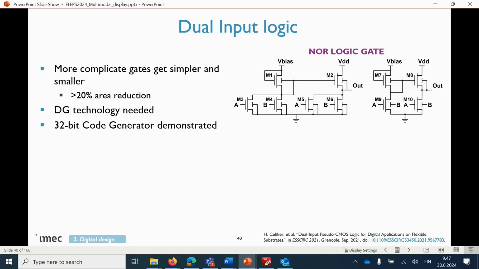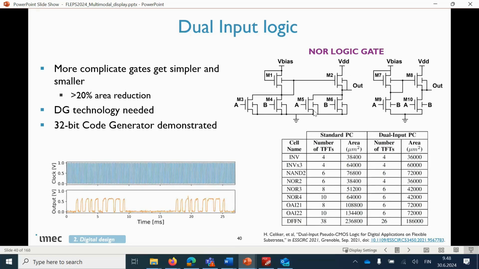There is also what we call dual input logic. This was a logic where we wanted to reduce the number of transistors when you use the pseudo-CMOS technology. In this case, we use the back gate again to have the inputs instead of transistors. So we reduce the size of each logic. And here is a list of different cells, and the area that we were occupying in the standard pseudo-CMOS and the dual gate pseudo-CMOS. We noticed a 20% area reduction. And my colleague also demonstrated a 30-bit code generator working with even 1 volt.